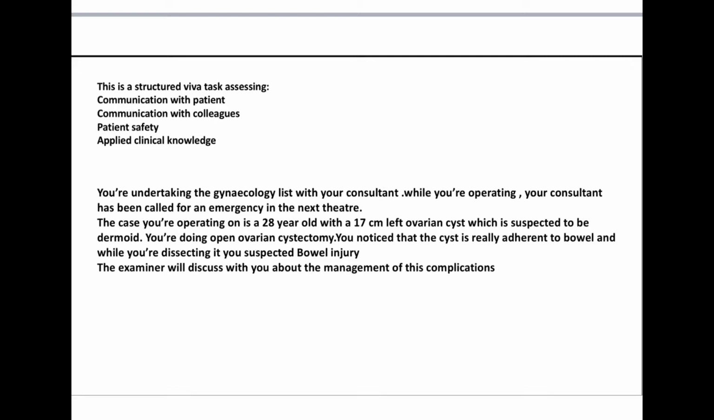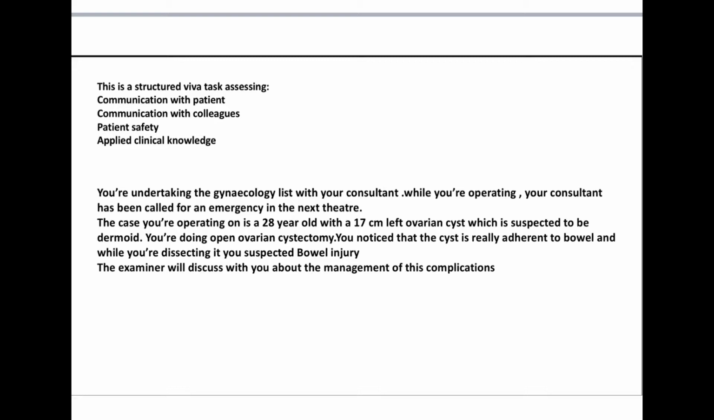So again, we need to stop the procedure, cover the area, communicate with my colleagues, who are the anesthetists, to give antibiotics, communicate with the scrub nurse to provide more swabs, needles, instruments, and sutures, and communicate with the circulating nurse to call our consultant and call the colorectal surgeon. Okay.